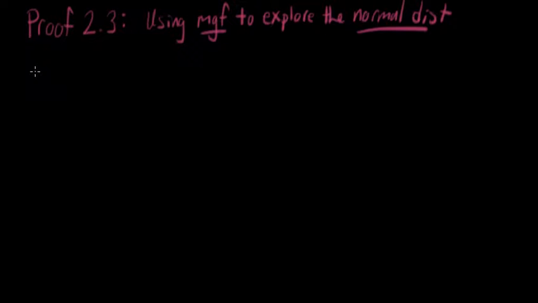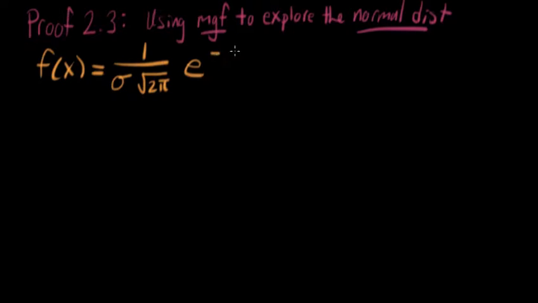So, a normal distribution is defined by its PDF, and its PDF is the following function: 1 over sigma root 2 pi times e to the minus (x minus mu) squared over 2 sigma squared.